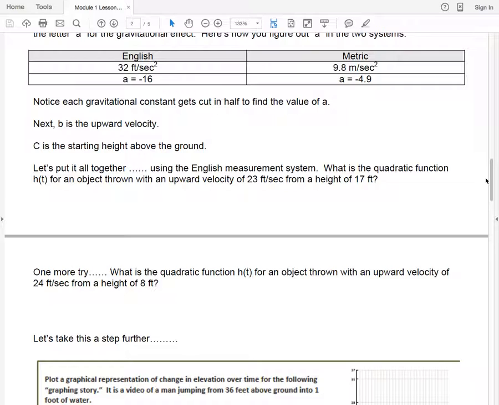Okay, so let's see, what's the correct answer here? Someone who hasn't helped me yet today. H of T equals negative 16T squared, plus 23T, plus 17. Nice.